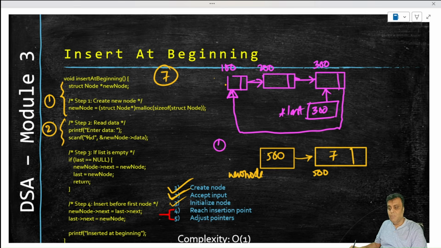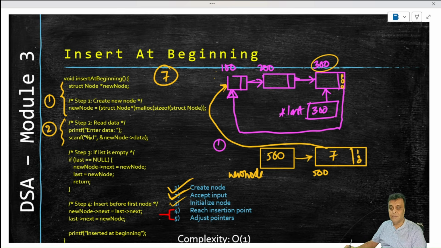So what do we do? We will need to now say that my new node, whatever that new node's next is, now where will it point? It needs to point to 100. I know it has to point to 100, right? So it has to point here. How? I don't know 100, but I know last has 300, and last's next is actually 100, right? So last's next is 100.